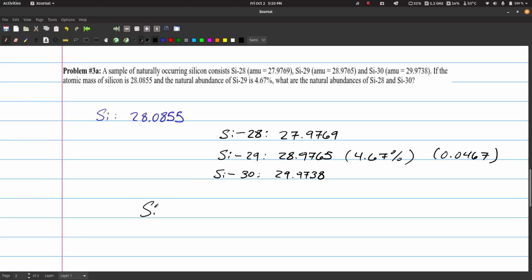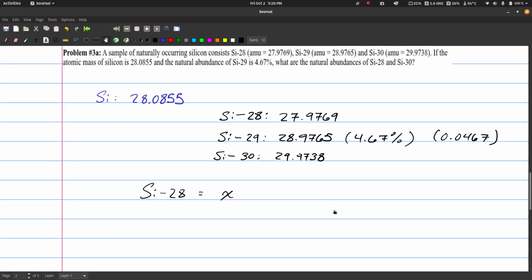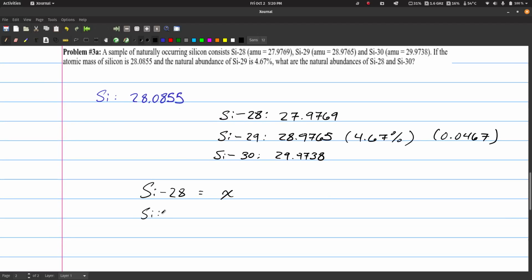Silicone 28, we're going to label as a percent abundance of X. Silicone 30 is going to be equal to Y. So Y is going to be equal to 1 minus this percentage, this is X, 0.0467 minus X.